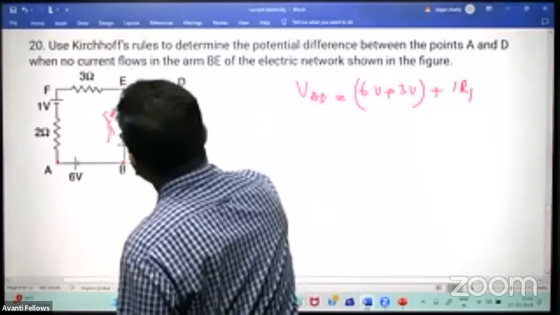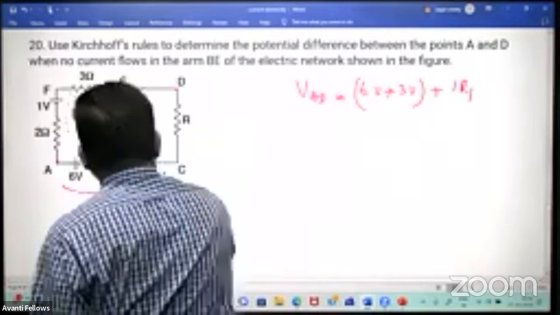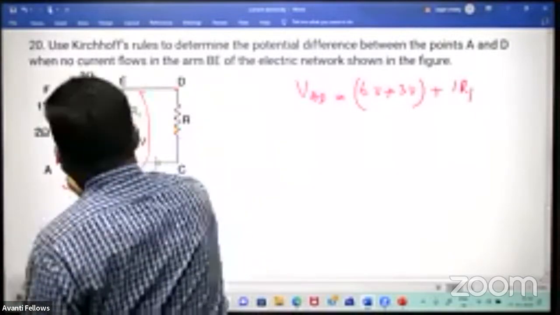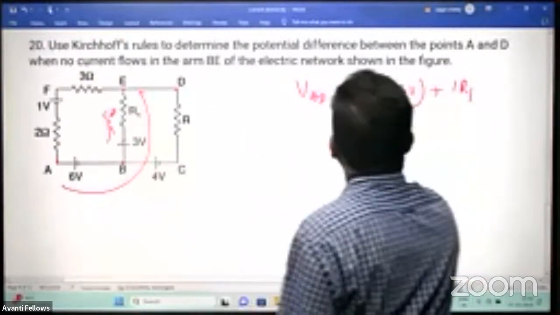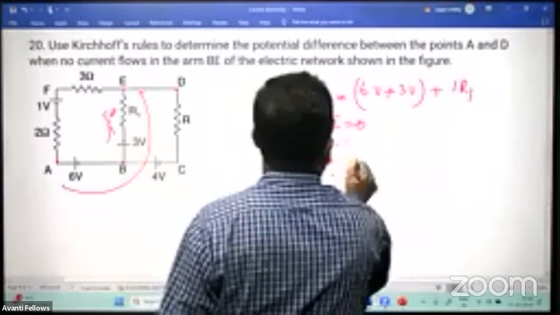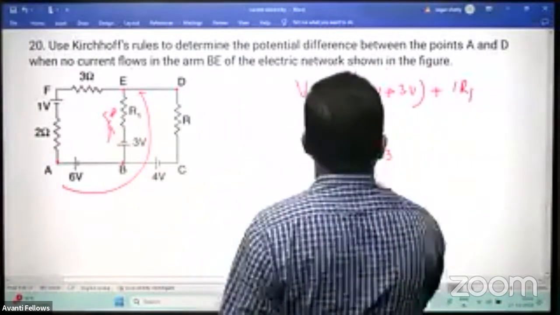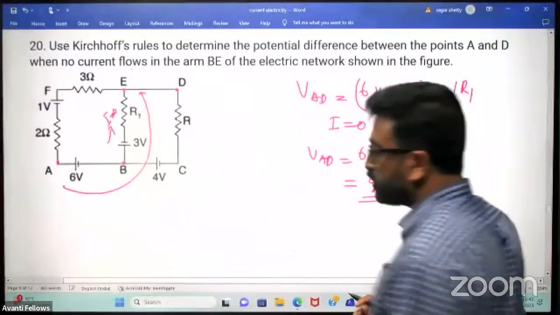Since there is no current here, I is equal to 0. There is no current here. See, we are coming like this, 6, like this. This is 6 volt, this is 3 volt, the IR1, but this I is 0. So VAD equals 6 plus 3, that is 9 volt.